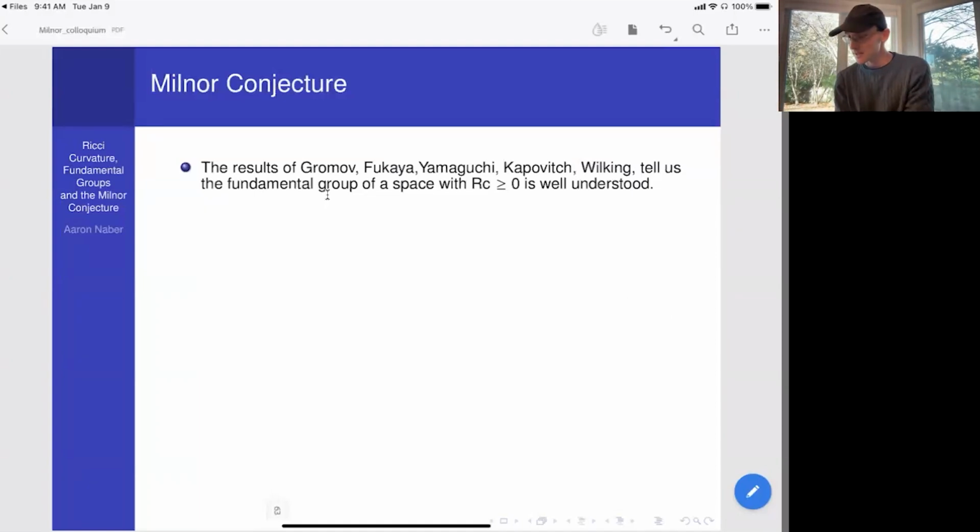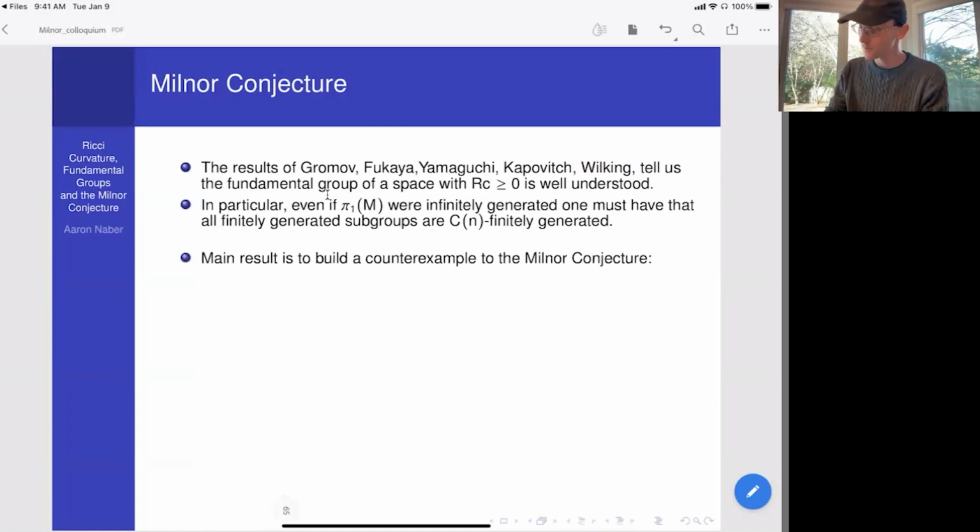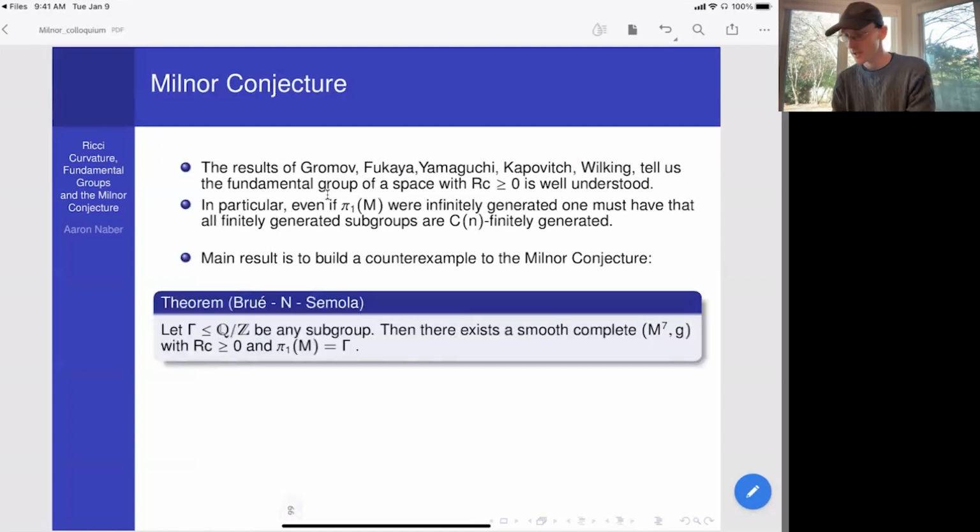All right. So to the point. Based on all the results written down here, the fundamental group of a space with non-negative Ricci curvature is actually pretty well understood. Certainly, finitely generated subgroups of it are very well understood. They're uniformly finitely generated. So the counterexample is going to look like the following. So the theorem is the following. Let gamma be any subgroup of Q mod Z. You should be thinking of Q mod Z here as the rationals inside the circle.